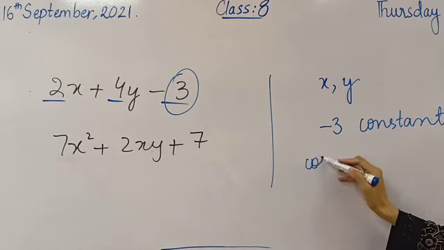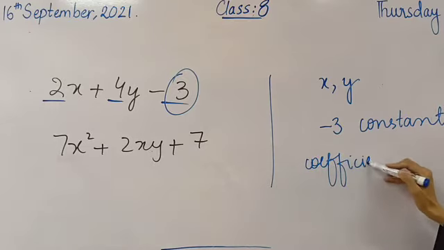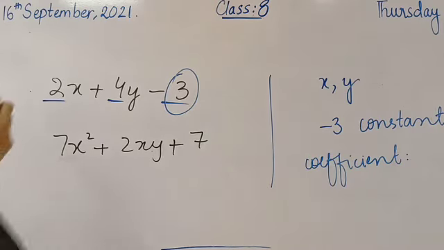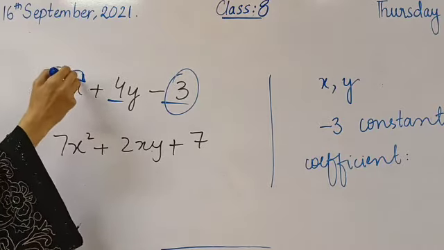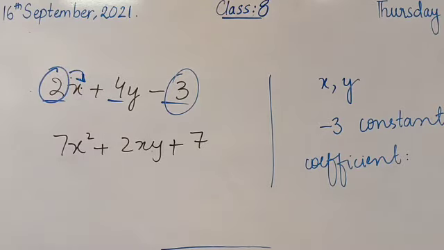What about the coefficient? Now we'll say that the coefficient of x is 2, because this is attached to the variable x. So 2 is the coefficient of x, and what is the coefficient of y? 4. Very good. 4 is the coefficient of y. Is it clear? How to identify the coefficients, variables and constants in an expression?